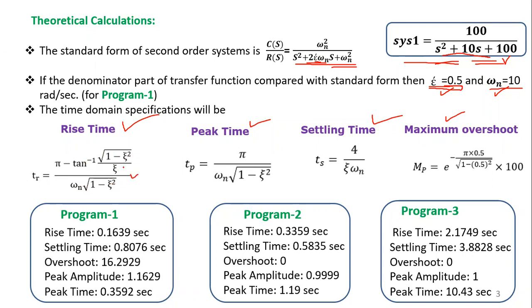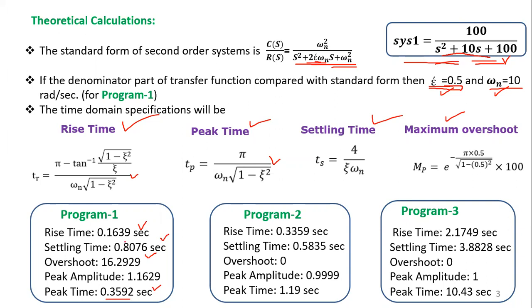Now if we substitute that zeta and omega n, we are getting rise time as 0.1639 seconds. In the same way, peak time is pi by omega d, in terms of omega n, that means omega n into root of 1 minus zeta square. We know zeta and omega n, so if we substitute, we are getting peak time as 0.3592. In the same way, we are identifying the settling time and overshoots. Once we know all this, then the transient parameters are over.